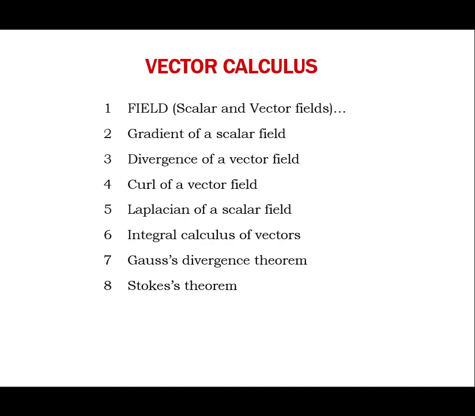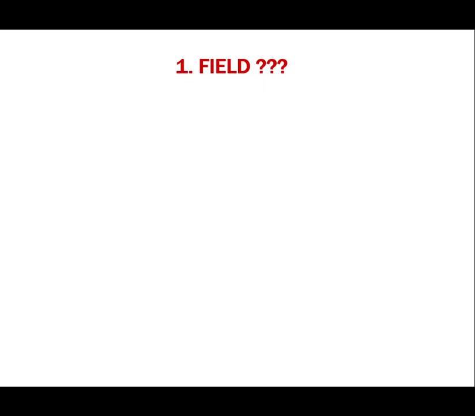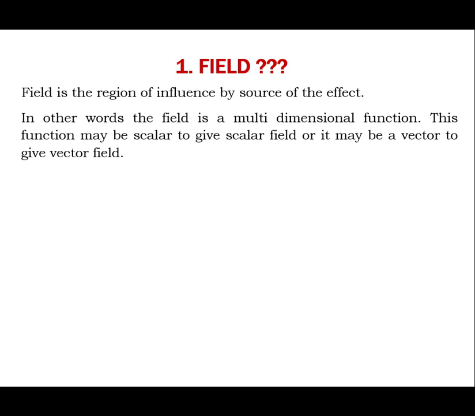The field. In philosophy of physics, a field is the region of influence by a source of the effect causing agency. And to deal with it mathematically, it is a function of space coordinates. So, a field is represented by a multi-dimensional mathematical function which may be scalar to give scalar field, or it may be a vector to give vector field.